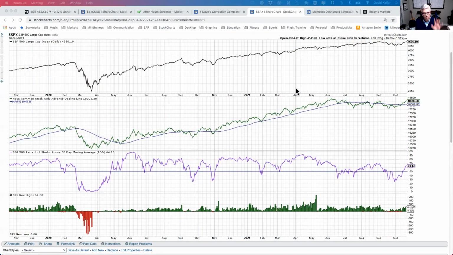Let's get to the chart. All right, so we're looking at one chart here with four different data series. We'll go from the top here. The S&P 500 going back for the 2 years, just on a daily closing basis.